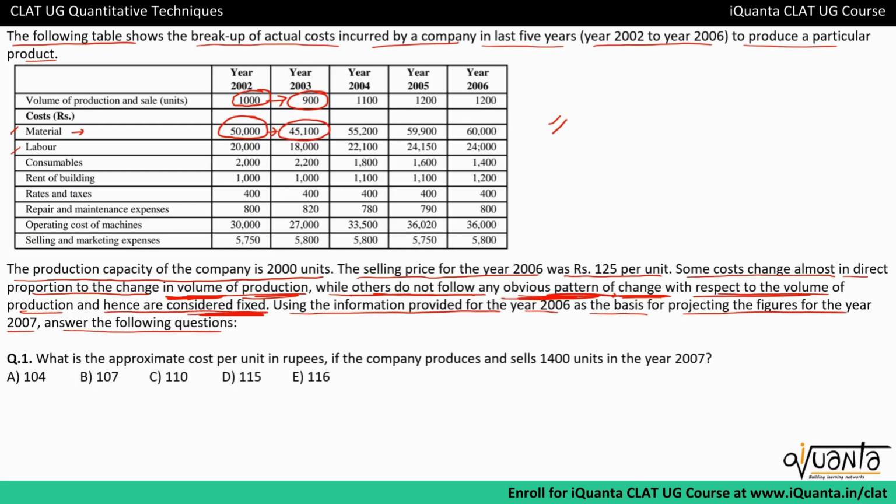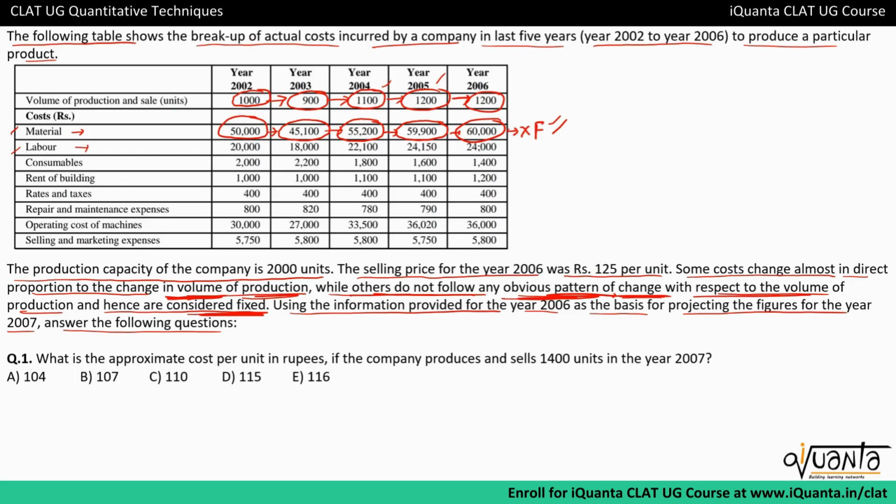Then if we go to year 2004, again the number of units has increased from 900 to 1100 and the cost has also increased from 45,000 to 55,000. Similarly, in year 2005, the number of units has increased from 1100 to 1200 and again the cost has also increased. So yes, we can say that material is always following a direct proportion. That means if the number of production units is changing, then the cost is also changing. So we can say that this is not fixed, because those which are not following any pattern are fixed.